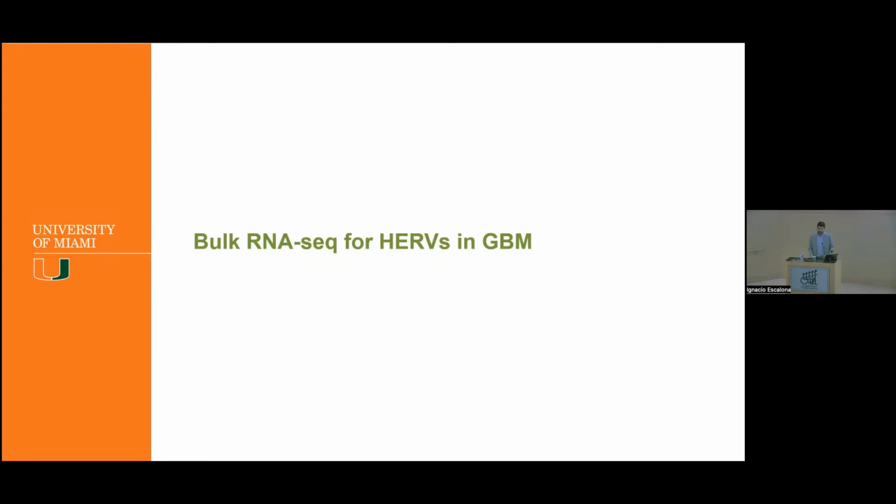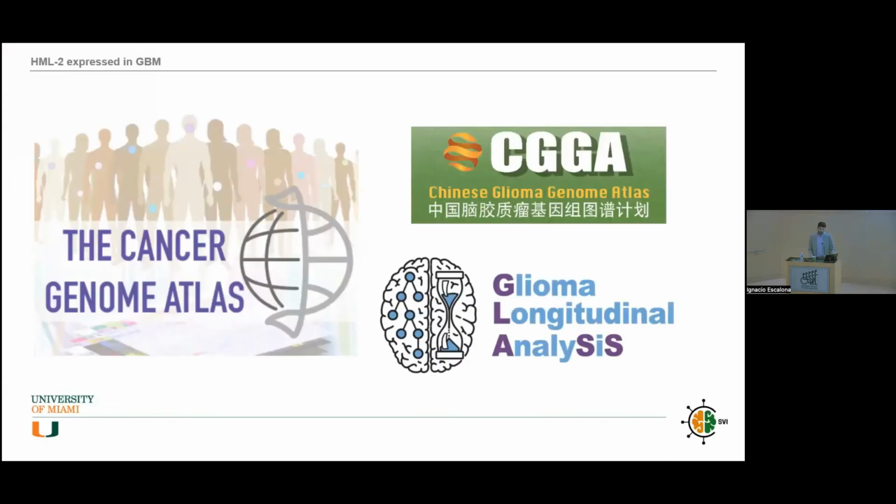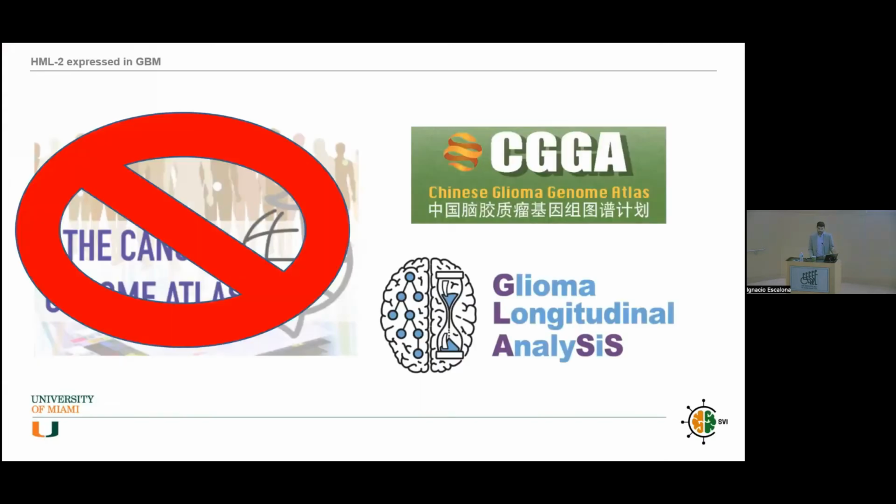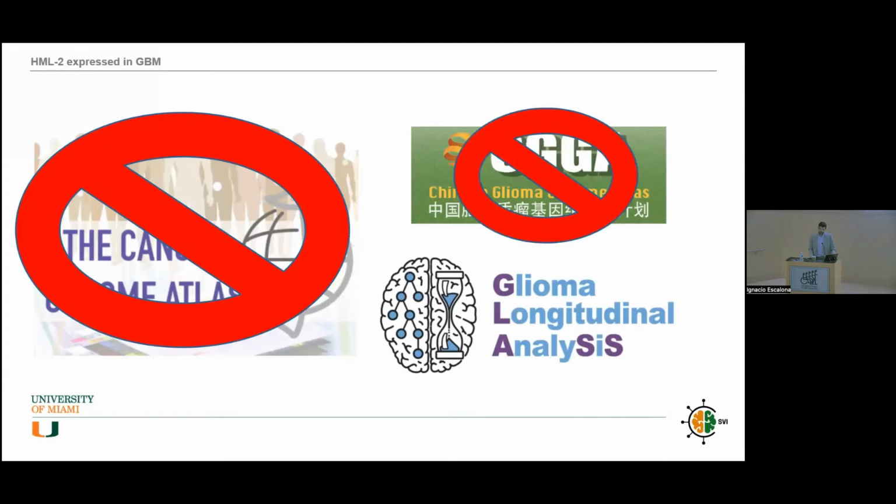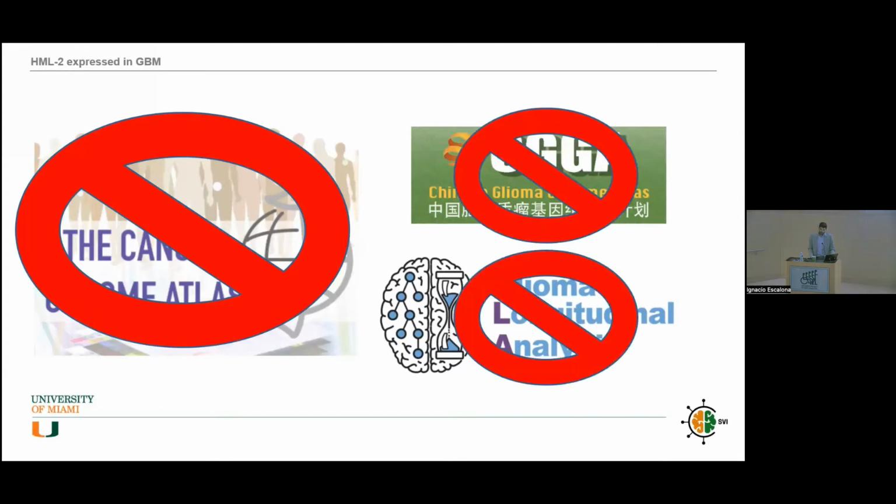This is deeper sequencing, like 4 times deeper than the TCGA. TCGA is 25 base pair, non-paired-end data sets. Our database is 100 base pairs, paired end, and ribosomal depleted. So once again, as I mentioned, you can't use the Cancer Genome Atlas, the Chinese Glioma Atlas, or these other cohorts because they're not annotated for HERVs.